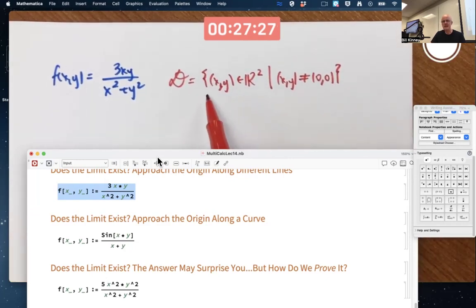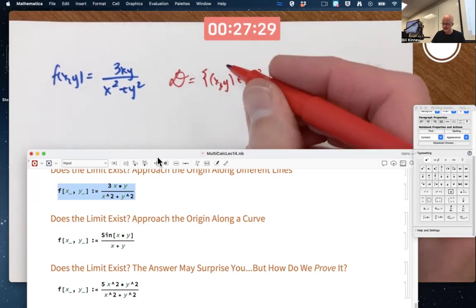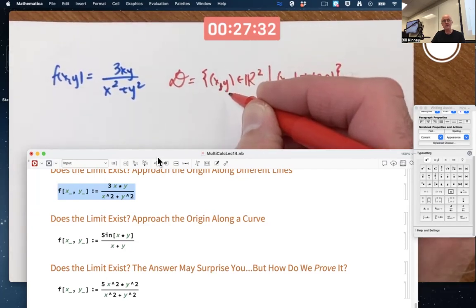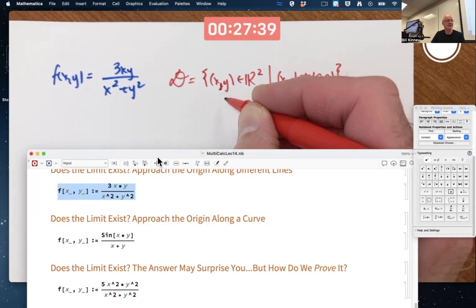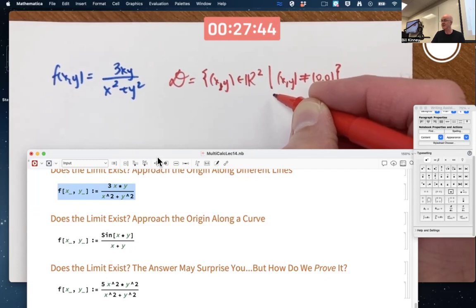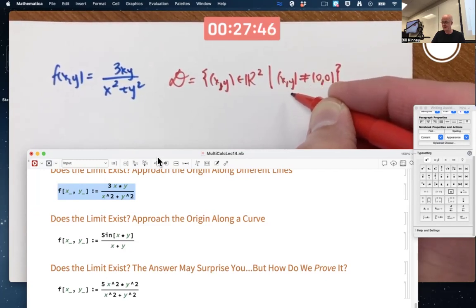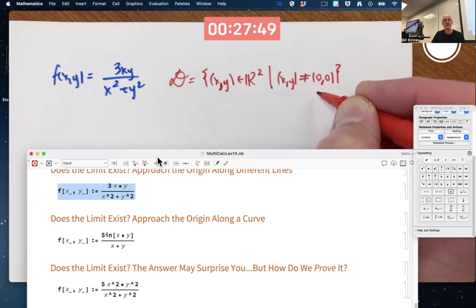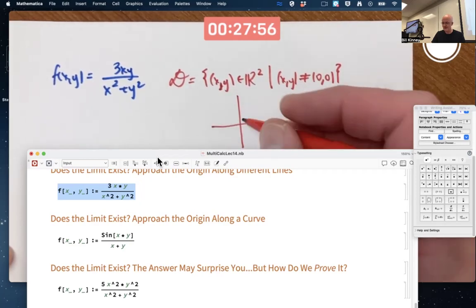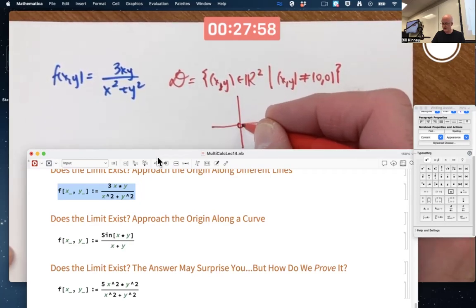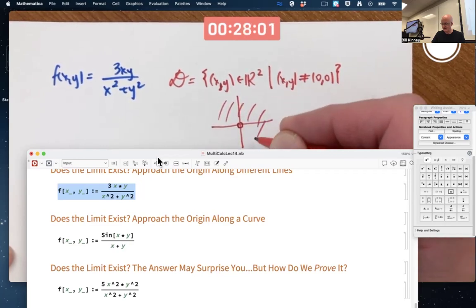You can read this as the set of all points x comma y, ordered pairs, that we can visualize as the two-dimensional plane R2. The R emphasizes that the coordinates are real numbers. The vertical line can be read as "such that," or "with the property that," (x, y) is not (0, 0). We're not at the origin. If you're going to draw this domain, people would typically put an open circle at the origin and shade everything else.